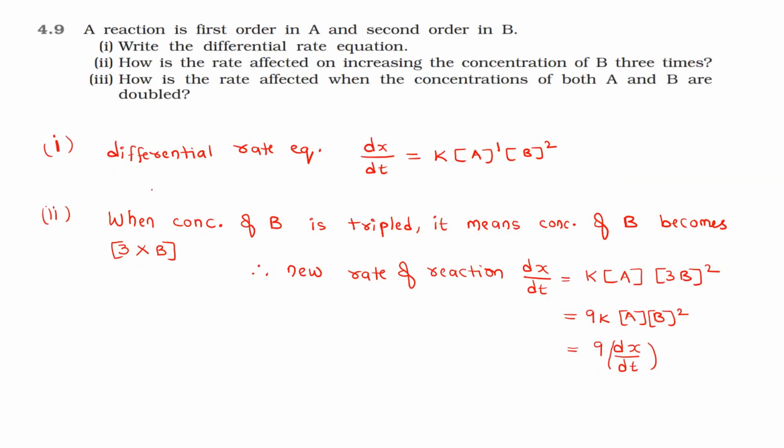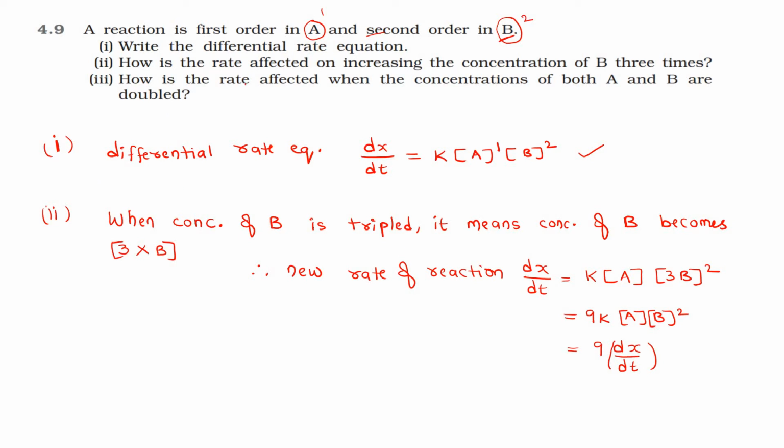Next, a reaction is first order in A and second order in B. With respect to B, it is second order, and with respect to A it is first order. So first of all, write the differential rate equation. You get this equation, the differential rate equation.